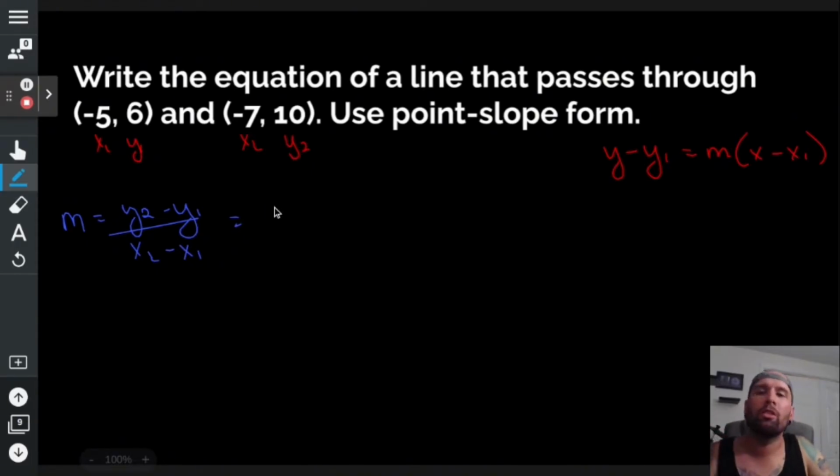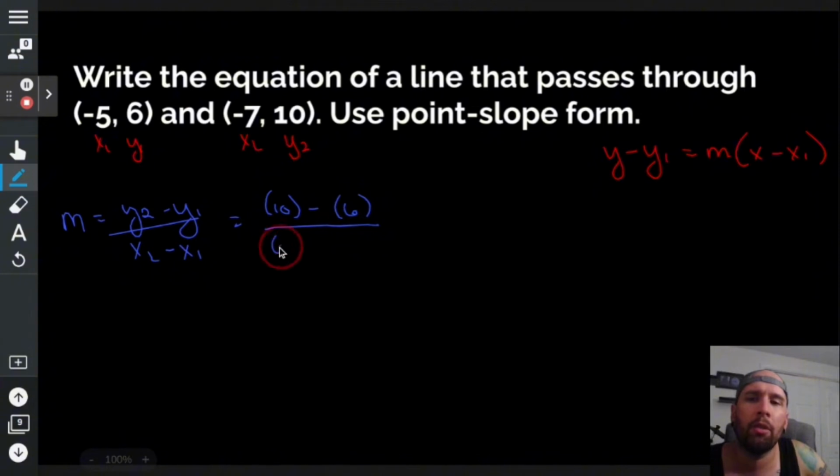y sub 2 is 10, so parentheses 10, minus in the middle. I've heard of Malcolm in the middle, but minus in the middle. y sub 1 is regular 6, so parentheses 6. x sub 2 on the bottom left is -7, so parentheses -7, minus in the middle. x sub 1 is -5. And now it's just a matter of simplifying.